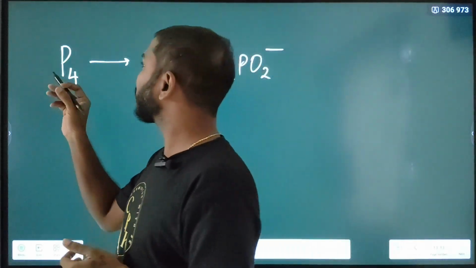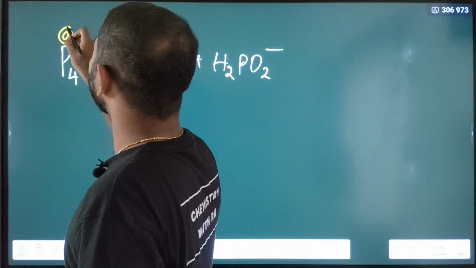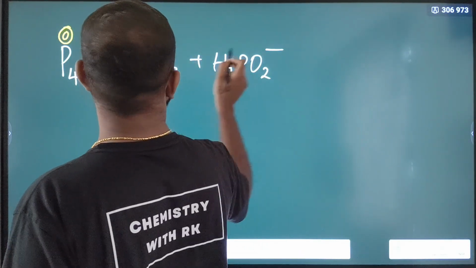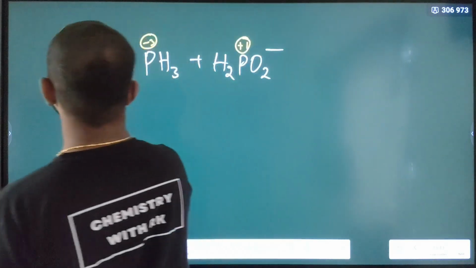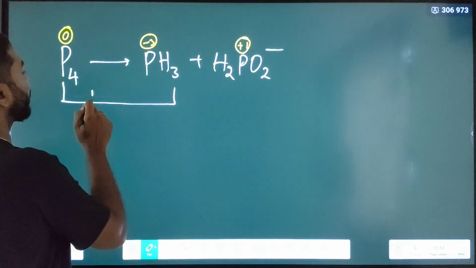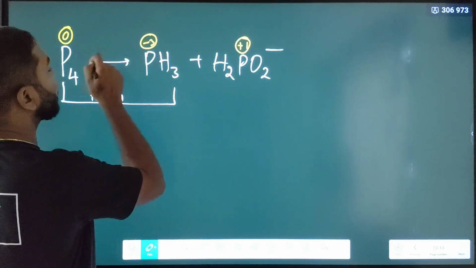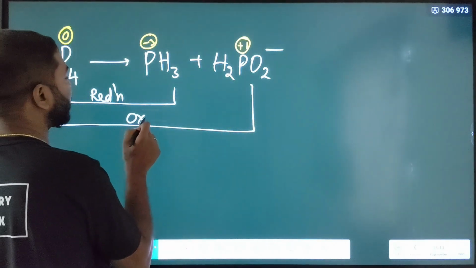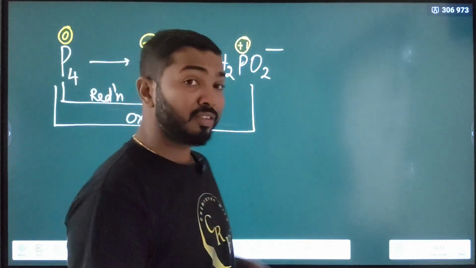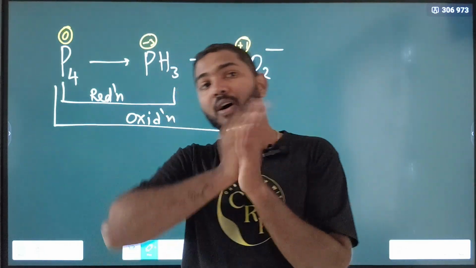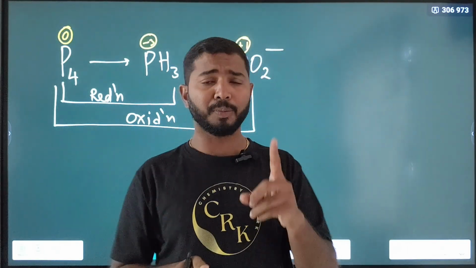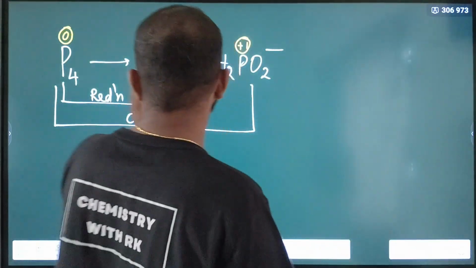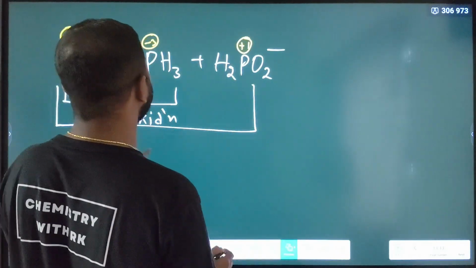First let me calculate the oxidation number of phosphorus: 0, and then here it is -3, and then here it is +1. Tell me, or classify, the oxidation and reduction. From 0 to -3 it is reduction, and from 0 to +1 it is oxidation. What do you observe here? The same element, that is phosphorus, is undergoing both oxidation and reduction. So what type of reaction is it? Disproportionation or comproportionation? Disproportionation, right? Yes, very good, beautiful. And then next, calculate the equivalent weight.